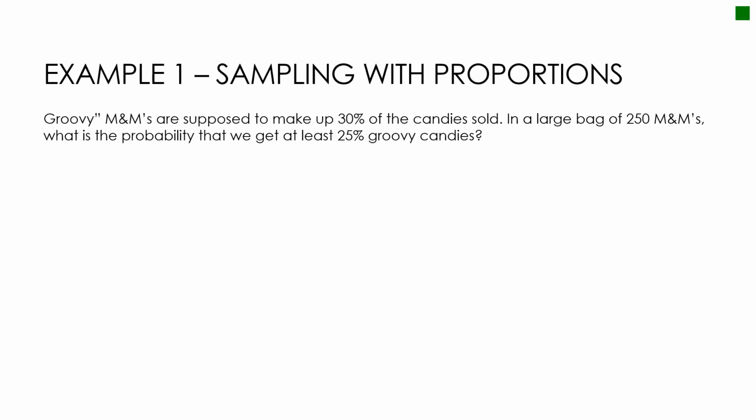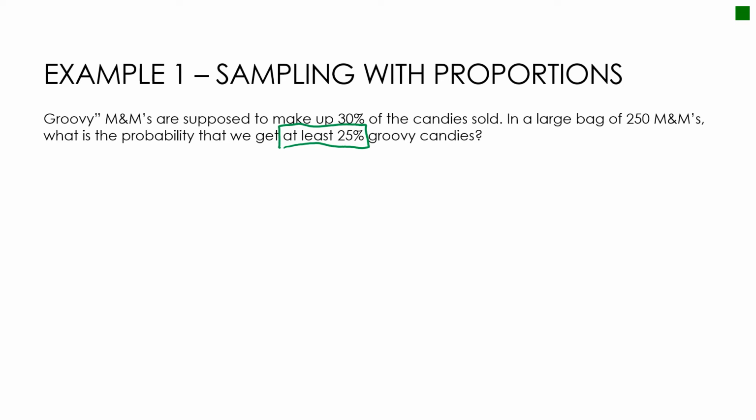So let's take a look at an example together. In this one, we're saying groovy M&Ms are supposed to make up 30% of the candies sold. In a large bag of 250 M&Ms, what is the probability that we get at least 25% groovy?